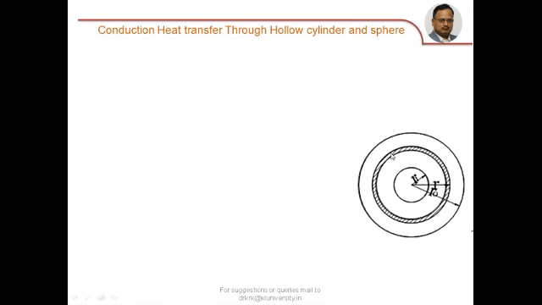So for this elemental strip, the inner area normal to the direction of heat flow is 2 pi rL, outer area strictly speaking 2 pi (r plus dr) into L, but r plus dr is approximately equal to r, hence we consider the area of cross section normal to the heat flow to be the same.